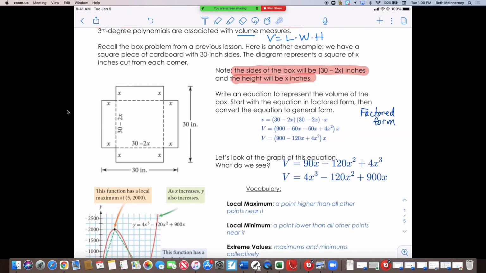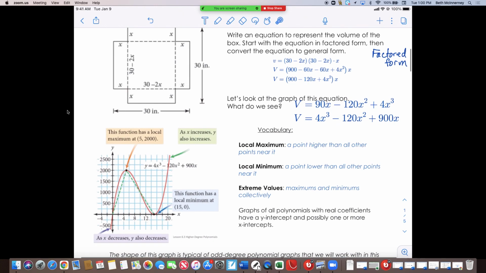So let's take a look now at the graph, and my graph is over here. I'm going to introduce a lot of vocabulary, so I'm going to slow down with 6.3. I initially thought I could do this in 2 days, and that was crazy talk. So we're going to actually do this over 4 days instead of 2. So I'm going to go nice and slowly and introduce some vocabulary.